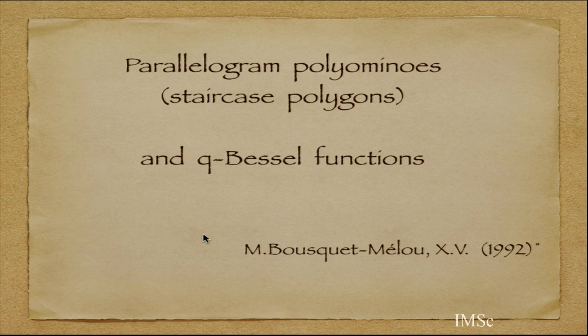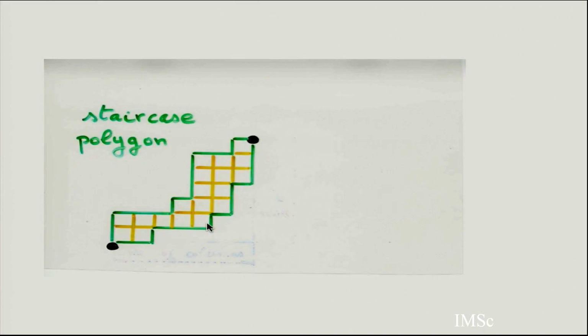First, the parallelogram polyomino, or staircase polygon, where the Q-Bessel function appears. So here is a staircase polygon. I have done this many times last time on the Catalan garden, so I remind you of the definition. It's a very special case of polyomino. We have seen animals, polyominoes, directed animals. This is a directed animal if you replace each cell by a point. But it can be defined by 2 points on the square lattice, and it's a portion of the square lattice which is between these 2 green paths.